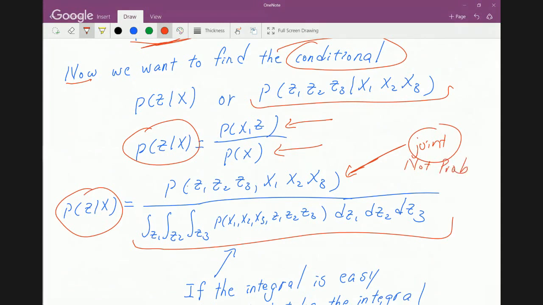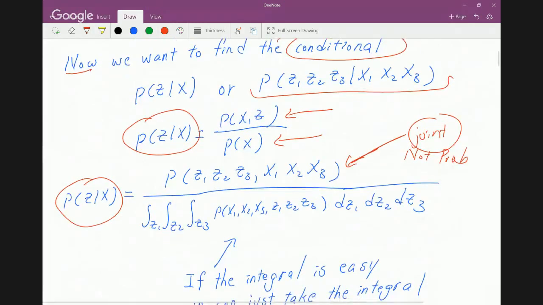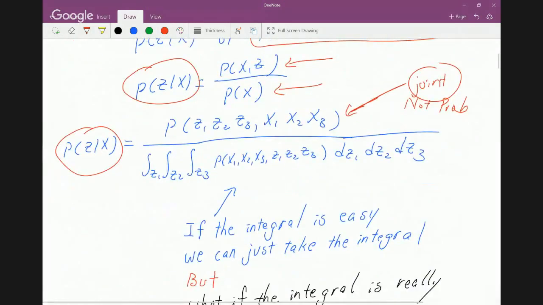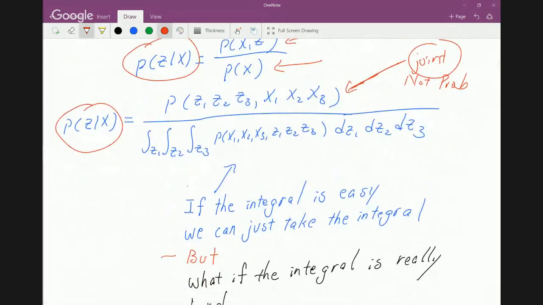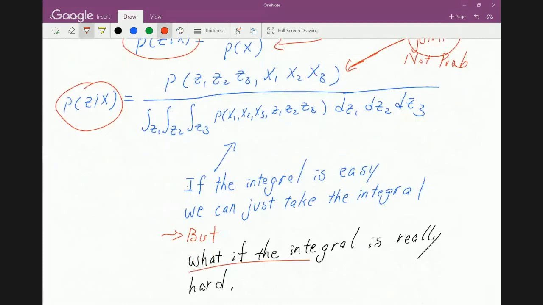However, then you got to solve this integral. And this integral might not be very friendly to you. If it's easy, you just solve the integral and the problem is solved. But here's the big but. What if the integral is really hard? Like really, really hard. It's so hard, it's impossible. You have a really hard integral. What do you do then?